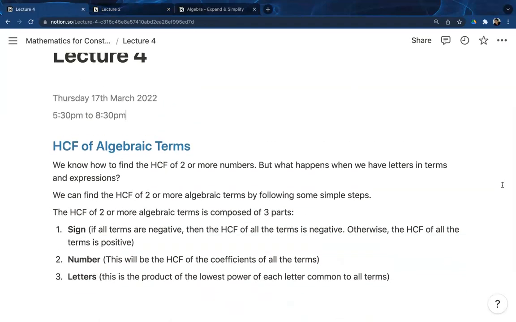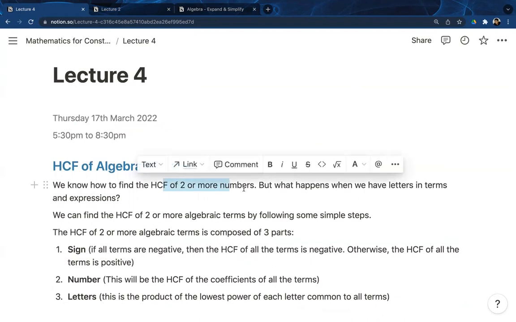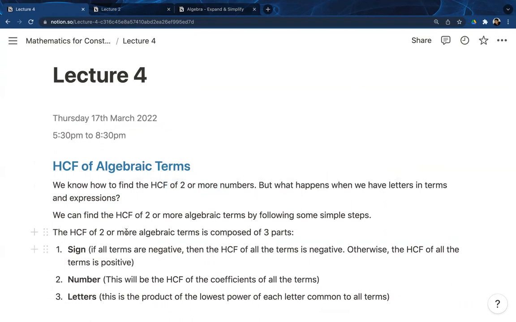So HCF of algebraic terms, that's what we want to talk about now. We know how to find the HCF for two numbers, but what happens when we have letters and terms and expressions? How would you do that? You can find the HCF of two or more terms by following some simple steps.